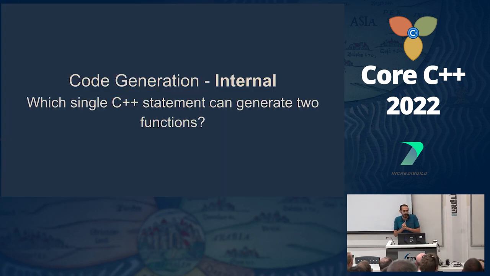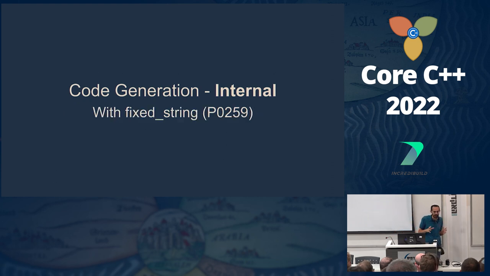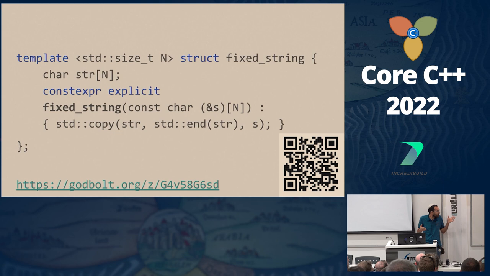So I'll start with the internal approach. What we did, we relied on two ingredients. The first one is fixed string. Fixed string was a proposal, and the essence of this proposal is a way to give a string literal as a template parameter. And we need that because templates would generate the mapping, and the mapping involves a field name in JSON. So that's the code for fixed string. This proposal wasn't accepted, but it's not a big hurdle to add this piece of code to your code base.